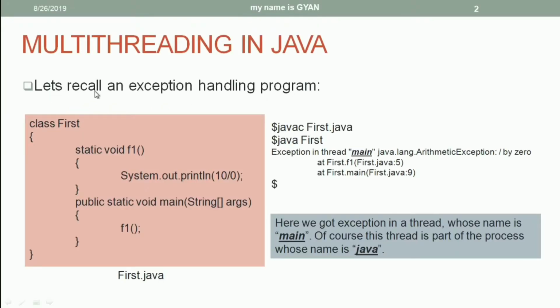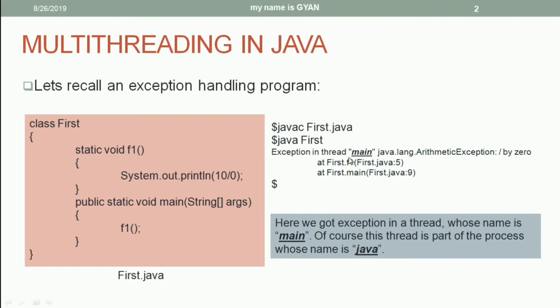Let's recall an exception handling program. We already have a session on exception handling in Java, and this is one program for that session. Here in the method main, we are calling the method f1, and in the method f1, we are having an arithmetic exception. When we compile this code, it will compile fine, but when we execute this code, the JVM will throw an exception, saying exception in thread main.